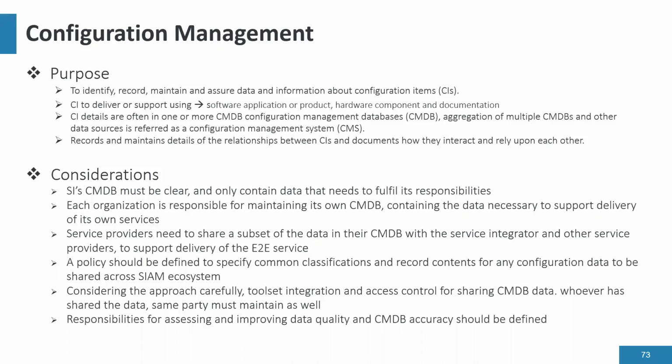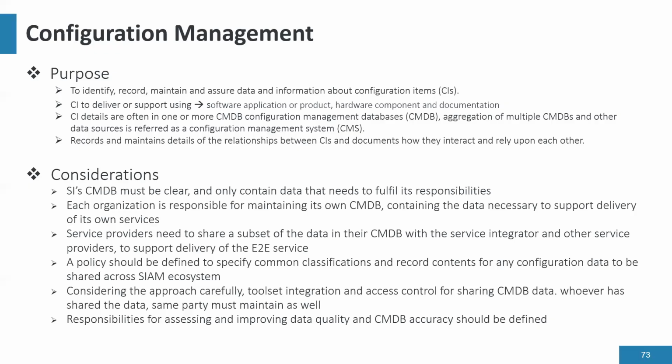Configuration management. The purpose of configuration management is to identify, record, maintain, and assure data and information about CIs. So here we are talking about, first of all, you should be in a position to identify configuration items. And what is a configuration item? A configuration item is simply whatever changes across the project lifecycle or operations during the life cycle of a particular project. So if you look at any application, some documentation, some hardware, which is like an infrastructure, network devices, all these are supposed to be considered as CIs.